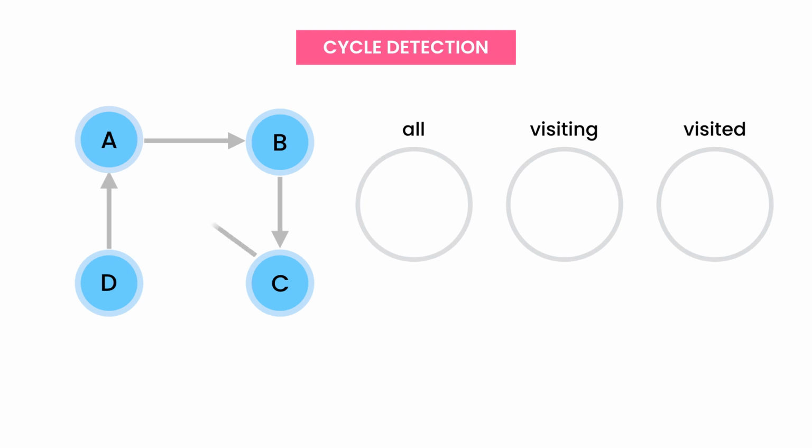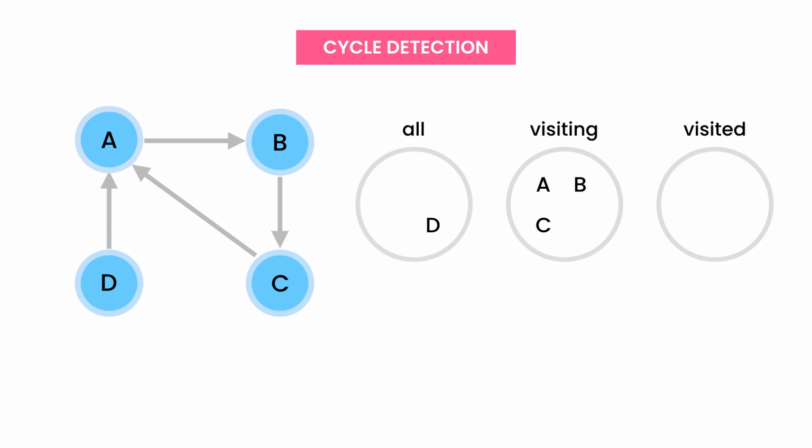Now let's change the direction of the edge from A to C and rerun our algorithm. Again, we start from A, we add it to the visiting set, then we look at its neighbor, so we add B to the visiting set too. Next, we add C to the visiting set. Now here's the interesting part. C has a neighbor, and that's A. But we're not done visiting A yet.